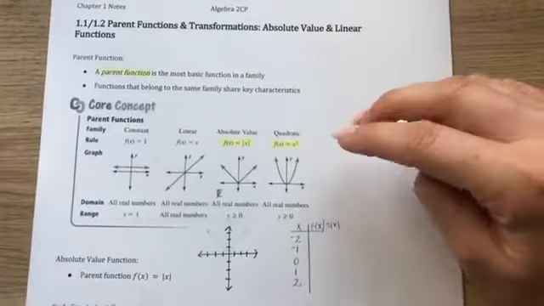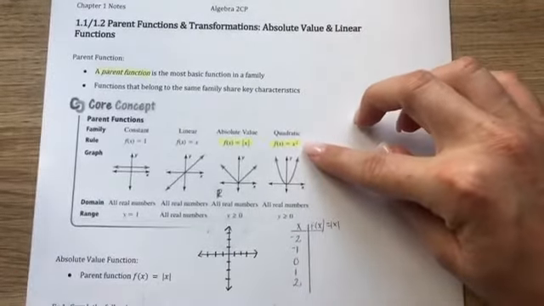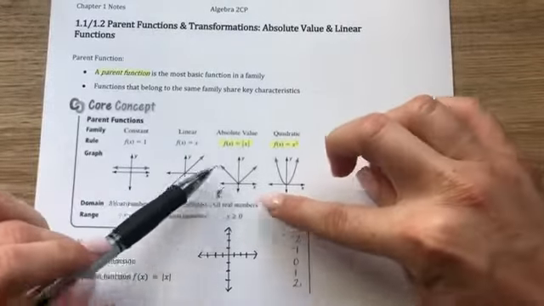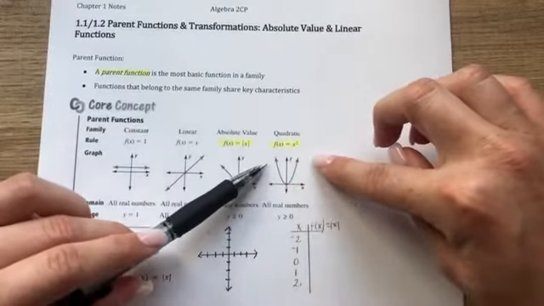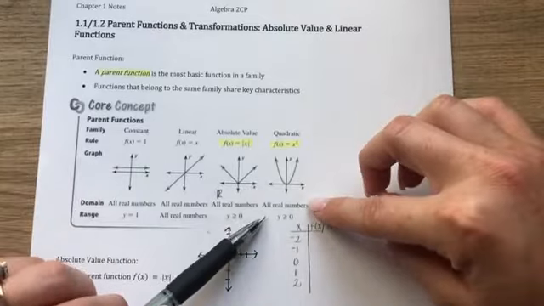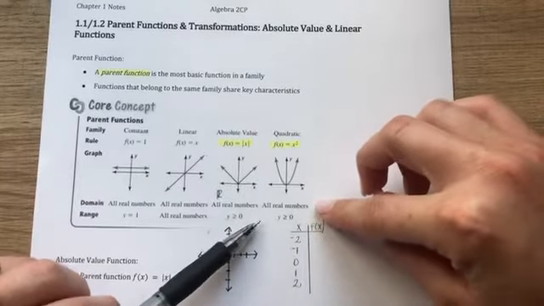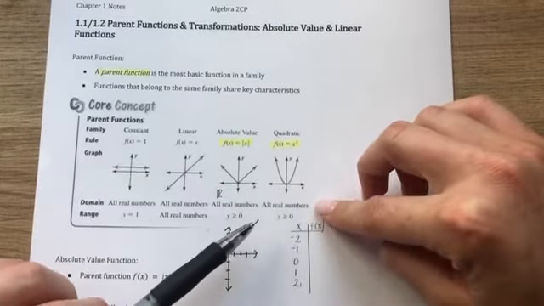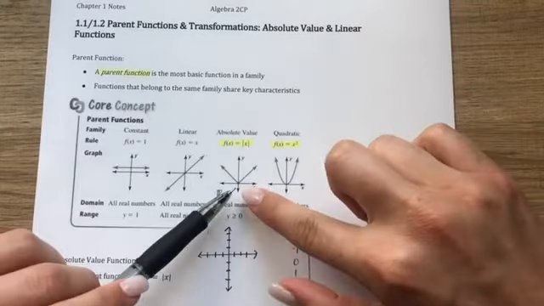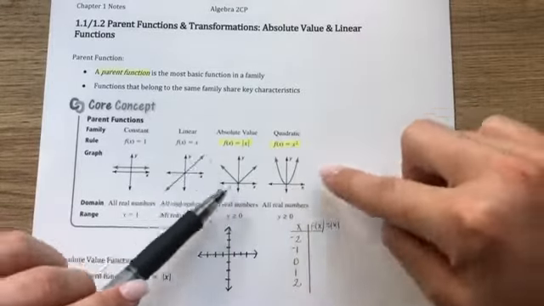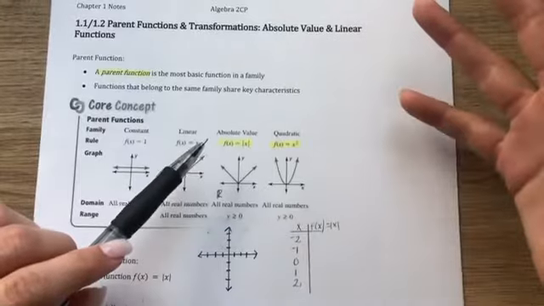For quadratics, f of x equals x squared is our parent function. And it looks similar to absolute value, it's just a U shape instead. It's still all real numbers for domain, because domain is just what possible input values, or x values, can I have. And just like absolute value, I can put any value for x in and get a real solution out.